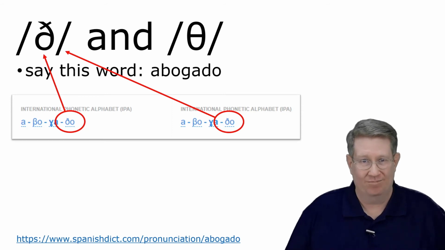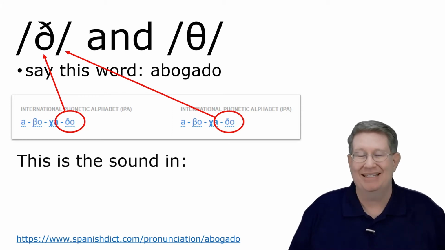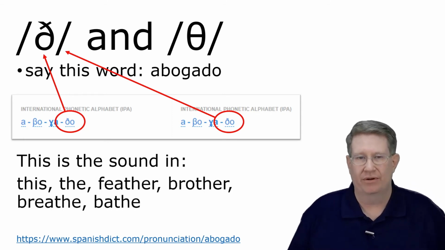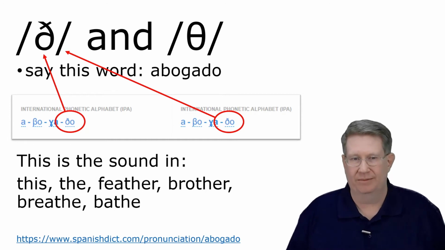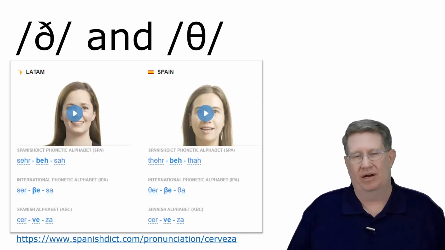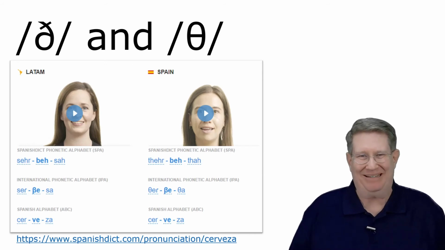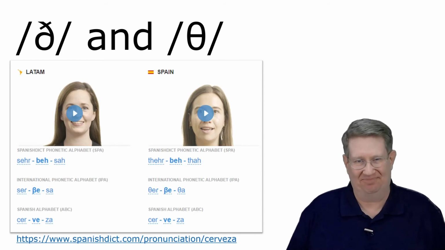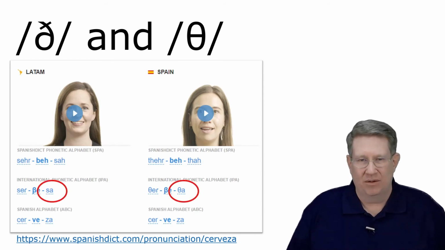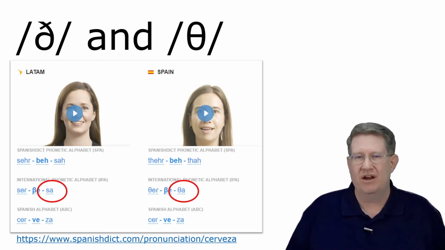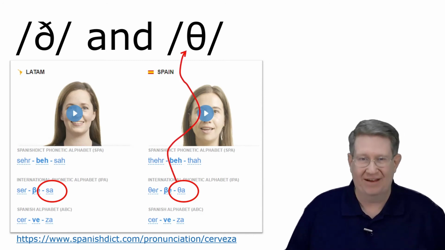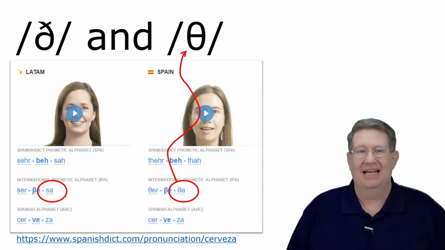Okay, here's proof. This is the sound in this, the, feather, brother, breathe, and bathe. Well, what about the second one? Well, I got some good news and I got some bad news. Kind of depends which side of the ocean you are from. We see here that they are different. So you can see here that if you are from Spain, you also have the th sound in Spanish. Latin America, sorry.